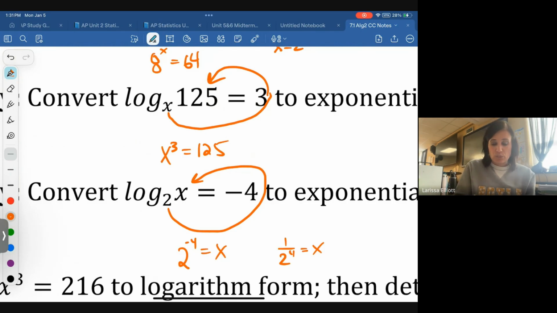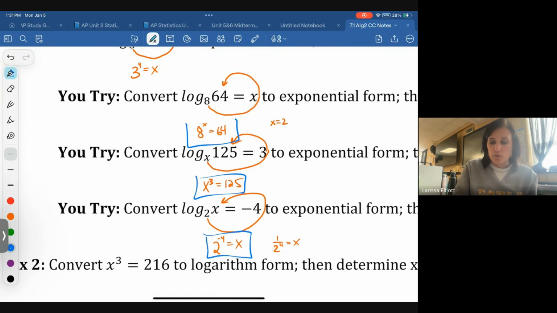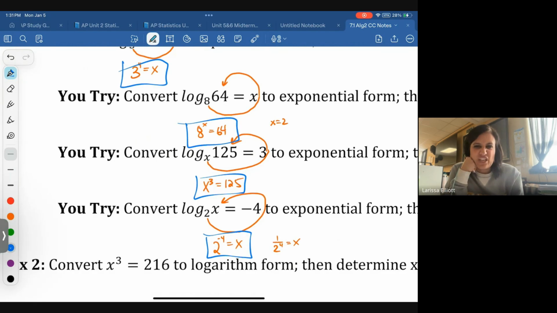On your homework, though, this is all you're trying to do. Everything I have boxed in, that's what you're trying to do. You're trying to just put it in exponential form. You're not actually trying to solve for x. That's just a little extra that we have on the notes. So everything I have boxed in there in blue is your goal of this lesson, to be able to convert.